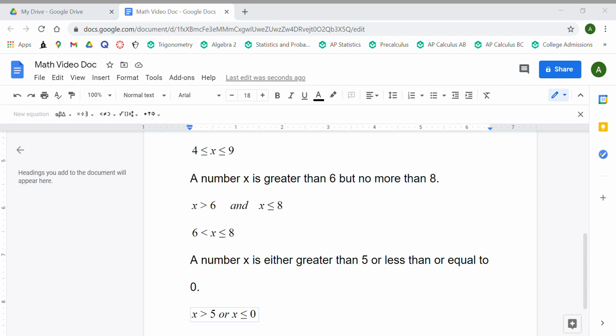Alright, let's try and graph it. 0, 1, 2, 3, 4, 5. Alright, so we have a greater than sign at 5, pointing to the right. We draw an open circle and shade to the right.